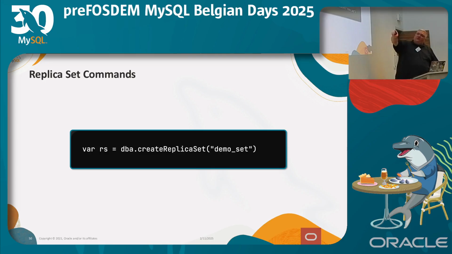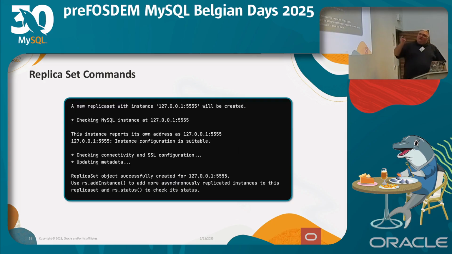So the first command we do is var rs = dba.createReplicaSet('demoSet'). Yes, you can actually set variables in JavaScript and Python mode in MySQL Shell. So when we're done calling dba.createReplicaSet, the value of rs is the actual replica set information. When we run that, we see a new replica set with instance, blah, blah, blah, blah, will be created. It checks the instance, makes sure everything's okay, and then it says, hey, we're good to go. You can check the status if you want. We're not going to do that right now.